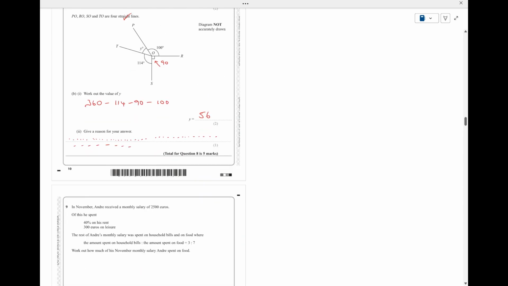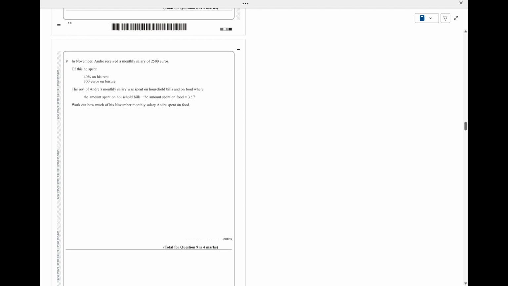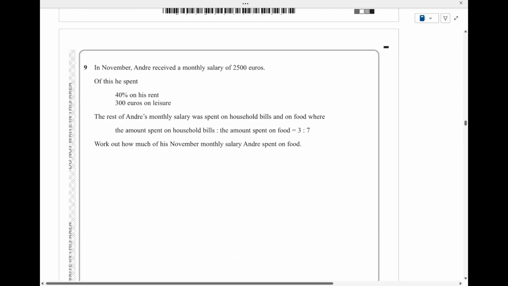Let's move on to question 9. In November, Andre received a monthly salary of 2,500 euros. Okay, I've understood that. I've got that in my head. Of this, he spent 40% on his rent and 300 euros on leisure. Okay, let's read a sentence, do some maths.